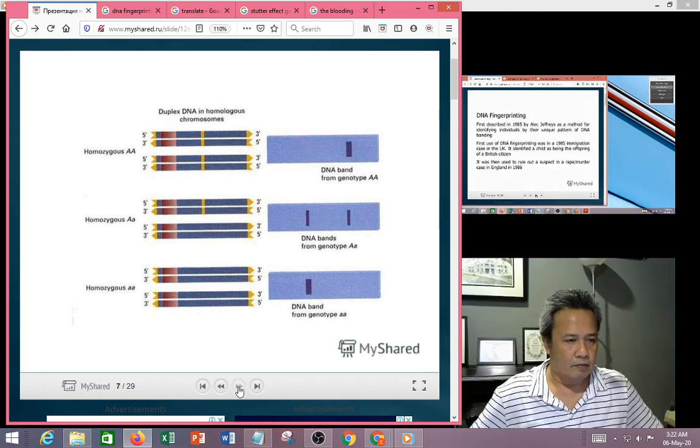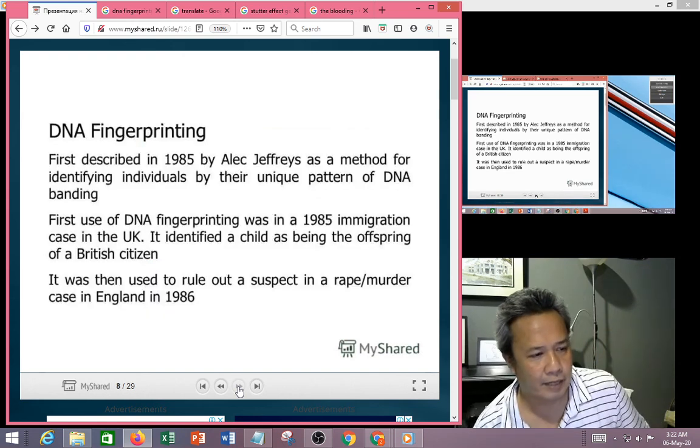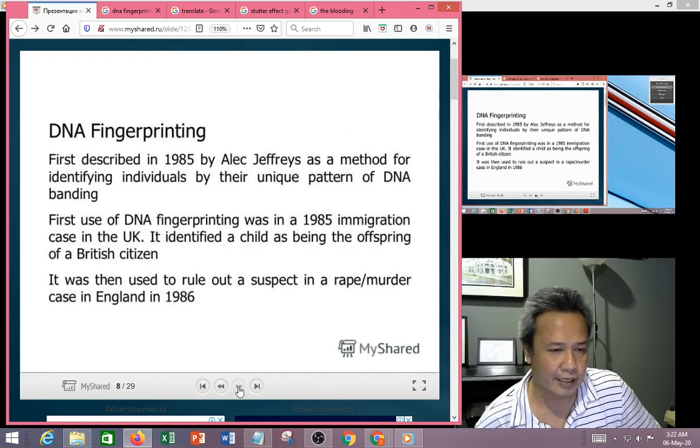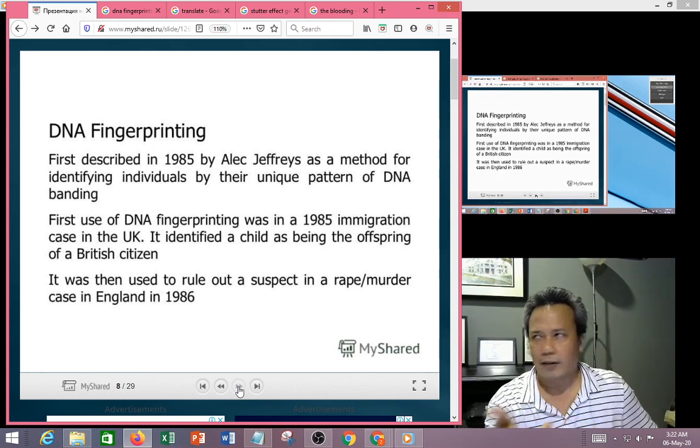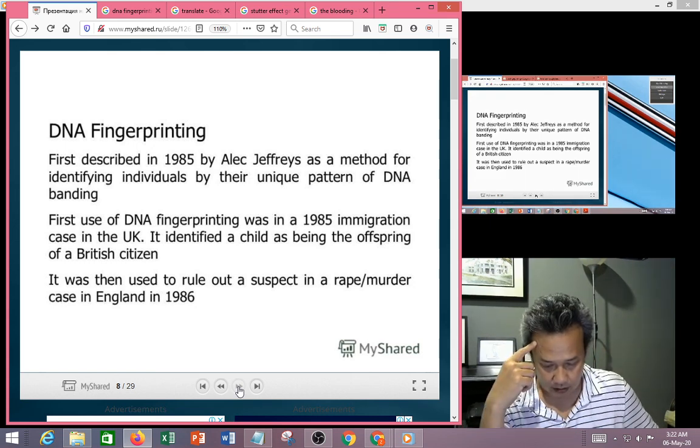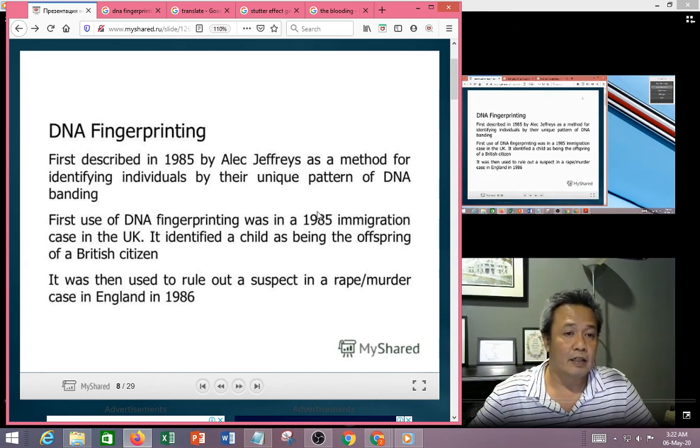Now, DNA fingerprinting was first described in 1985 by Alec Jeffreys. He developed this method, and in fact you can read a book about it. It's called the Blotting, right?